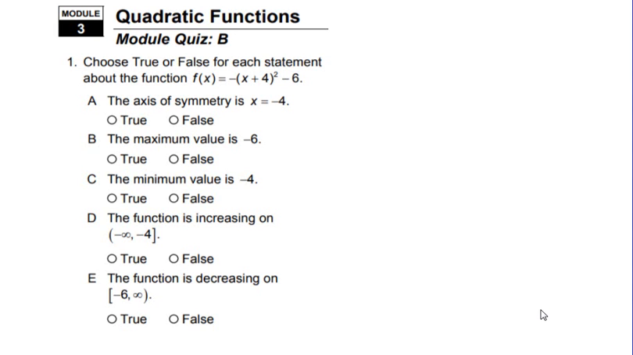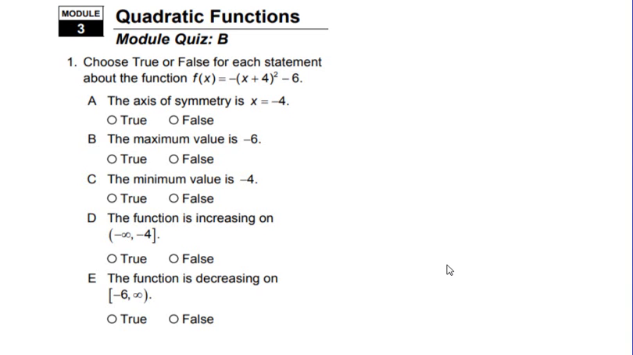Algebra 2, Quadratic Functions exam. This is Module 3 on quadratic functions, mostly in vertex form. And we're going to go over these 14 problems. This one, number 1, has 5 separate subparts to it, A through E.